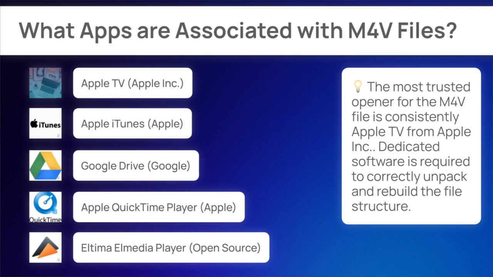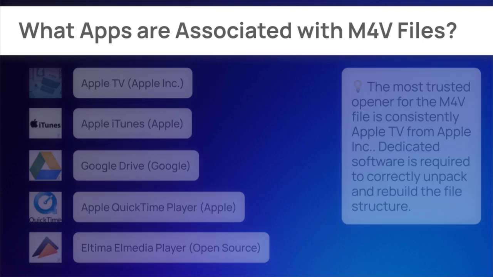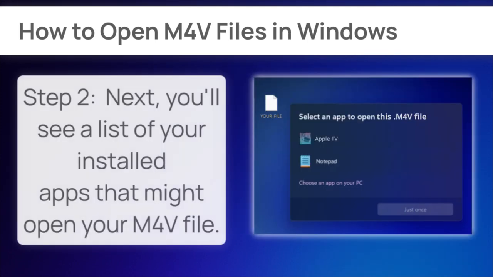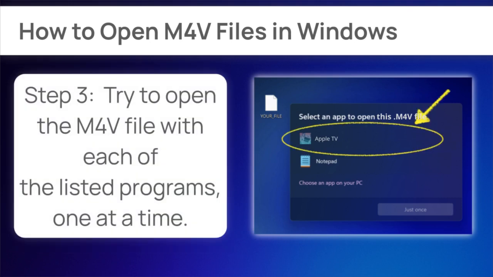Windows supports mainstream codecs, but rare or proprietary ones require add-on packs. To guarantee file access, right-click your M4V file and select Open With. If Apple TV is an option, test it. If it's not available, choose another program. We are trying to force the file open with a compatible application.